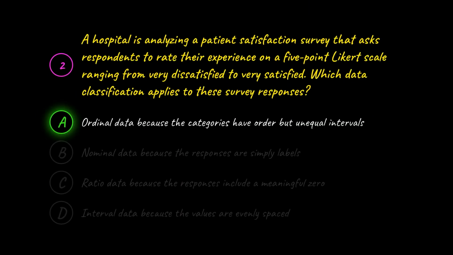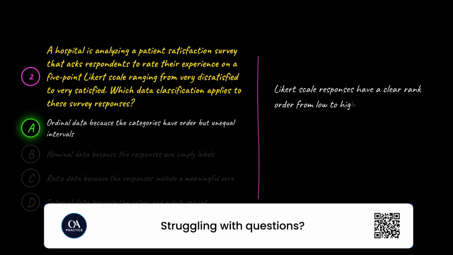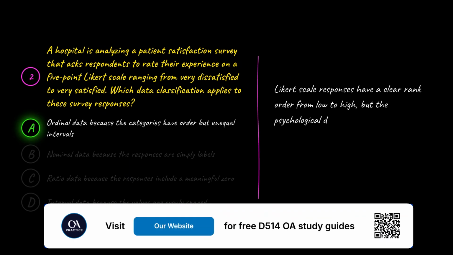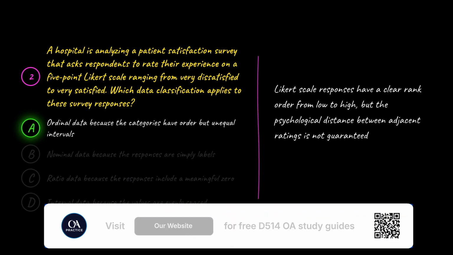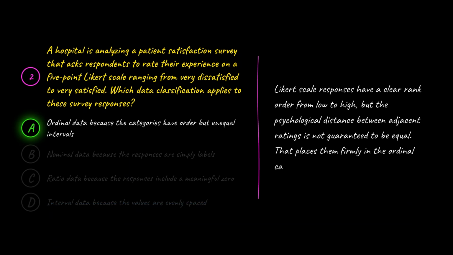The correct answer is A. Ordinal data because the categories have order but unequal intervals. A is correct because Likert scale responses have a clear rank order from low to high, but the psychological distance between adjacent ratings is not guaranteed to be equal. That places them firmly in the ordinal category, where order matters but spacing does not.